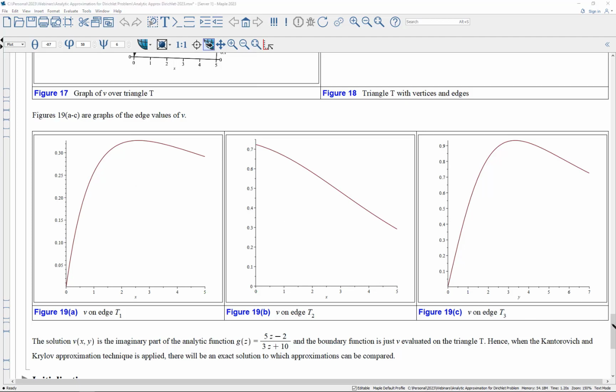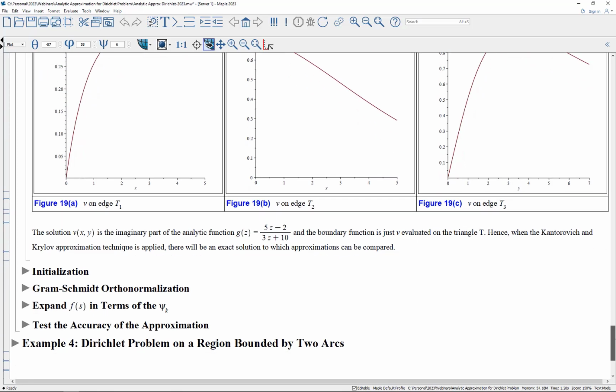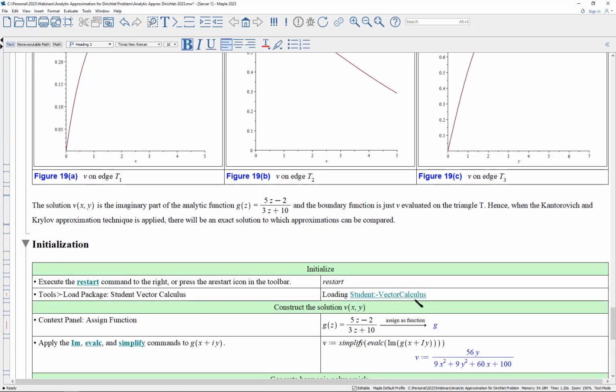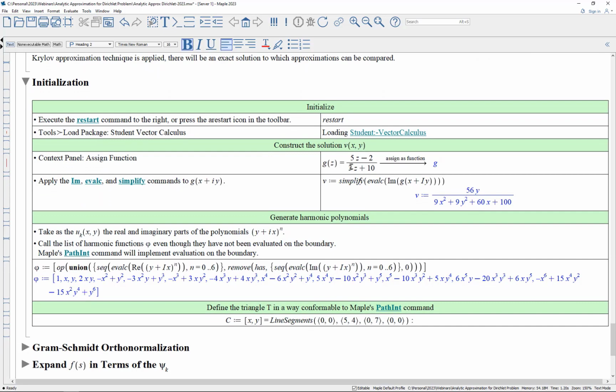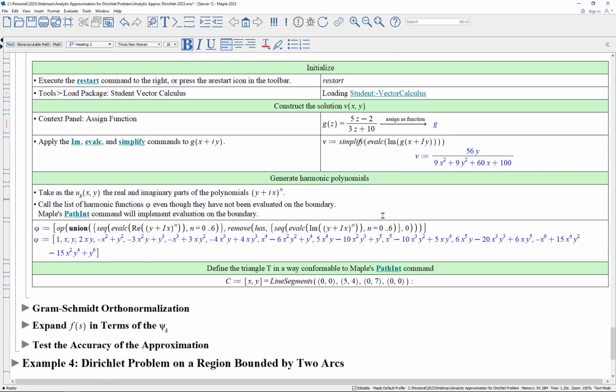So in order to solve this problem, I'm going to initialize again, as we did before. So there's a restart, bring back the student vector calculus package. Here's the function g. I use g to generate the bits that I need. So that gives me v. G of x plus iy, take the imaginary part, hit it with an evalc because there are parameters x and y. So that gives me v, and from v I get the other bits I need.